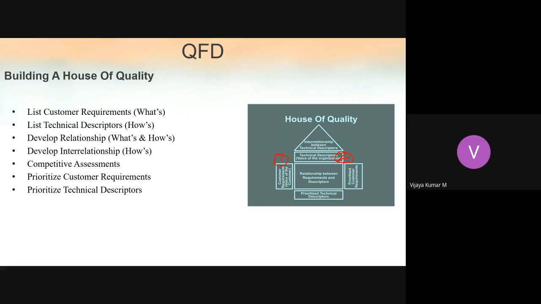After doing these, what you have to do is develop a relationship between the whats and hows. That is why I have given it here. It is the third step. At this part, you have to develop the relation between this and this. And that could be in the form of a matrix. It looks like this.